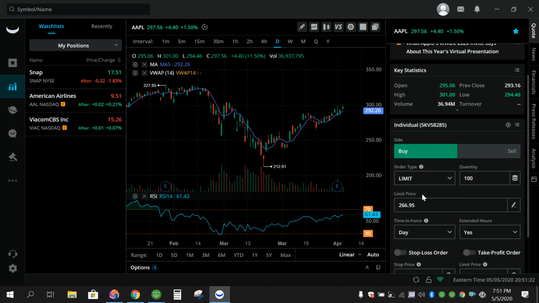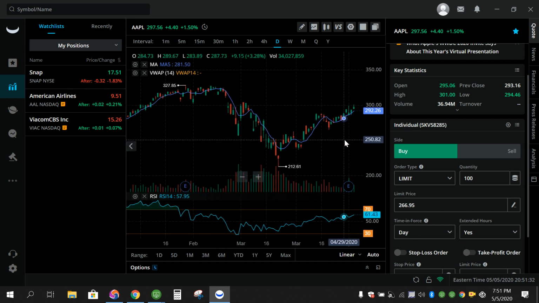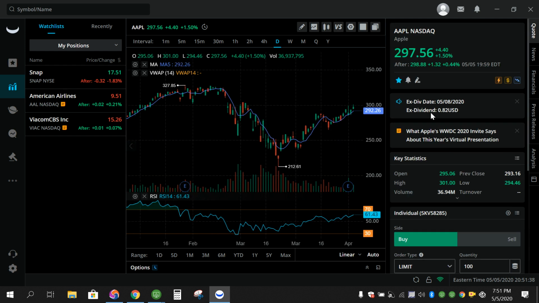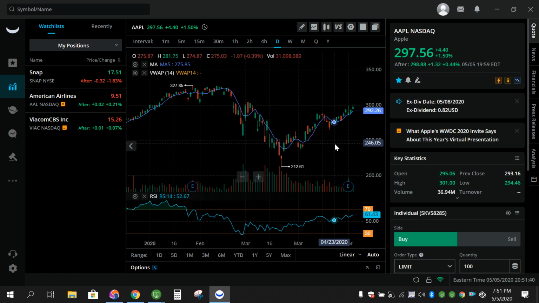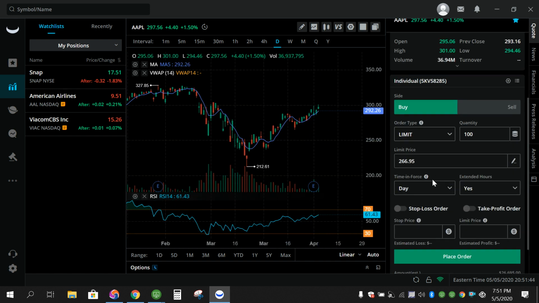Next order type, limit order. This is the order type that you're going to use 99% of the time, at least I do. A limit order on the buy side means that you're going to wait until the price drops to the point that you're comfortable buying at. So right now it's at 298.88, and you're like, you know what, I want to buy when it gets down to 270. So you'll put a buy limit in at 270, and then you'll hit submit.